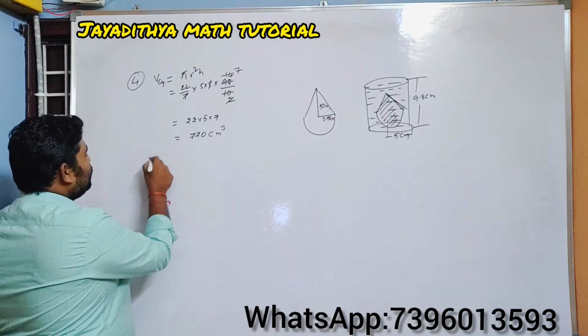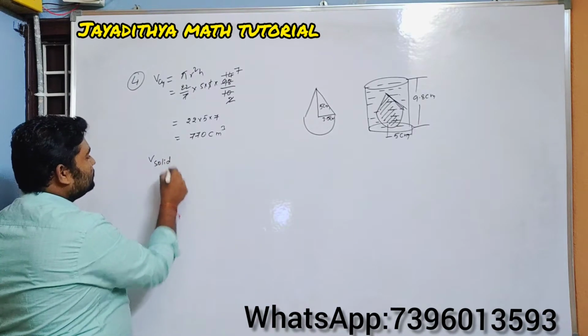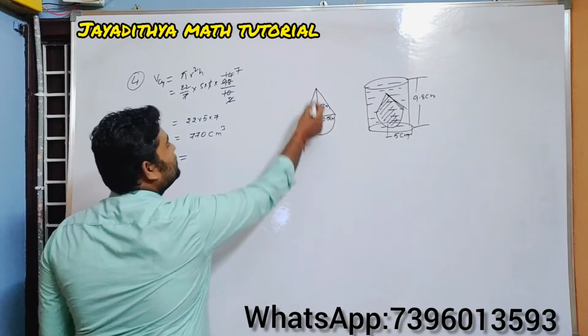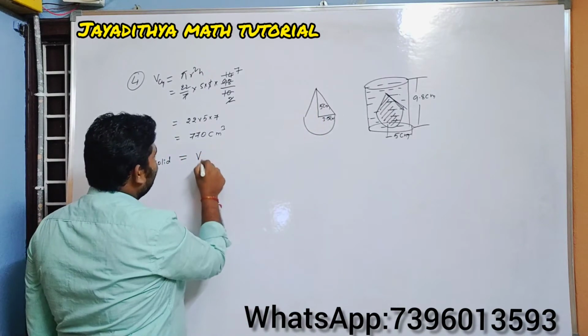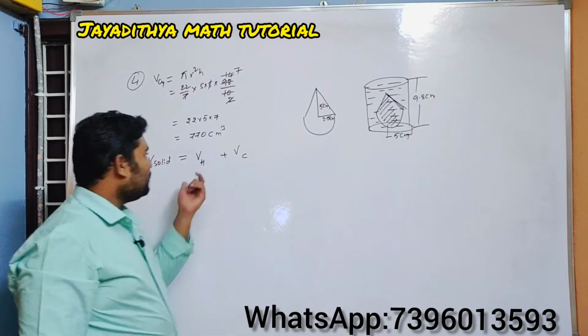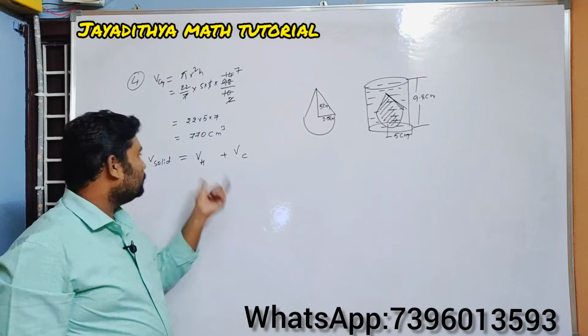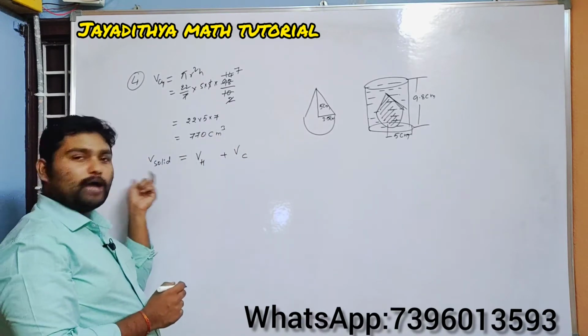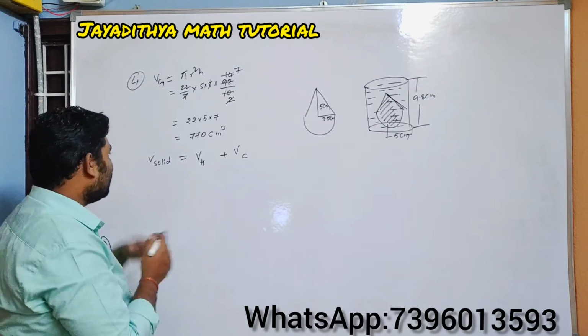To find the volume of the solid, see here, the solid is a combination of two solids. You have one hemisphere and one cone. You should find the volume of the hemisphere and also the volume of the cone. Then if you add both, that will be the volume of the complete solid.